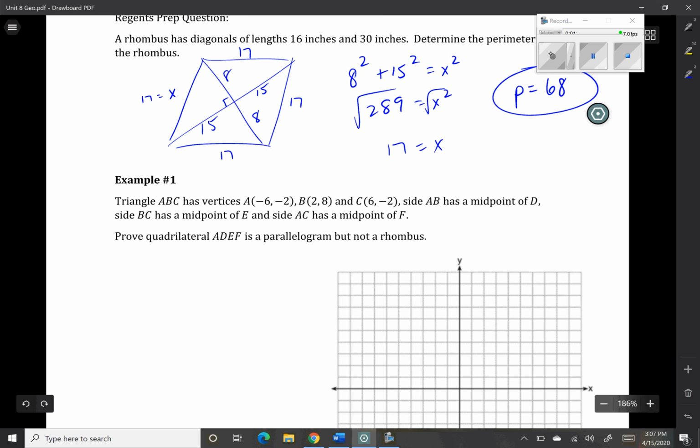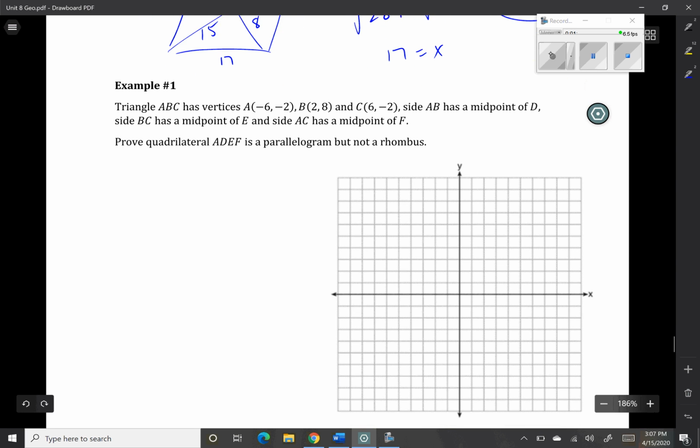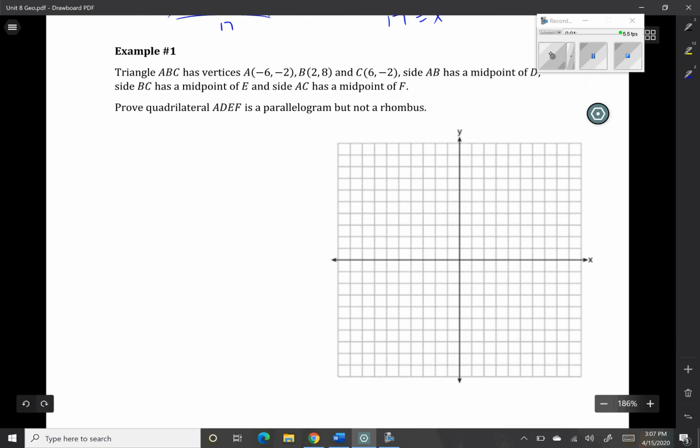So let's get back to these proofs. In the previous lesson, we learned how to prove something's a parallelogram, how to prove something's a rhombus or a rectangle or a square even, and we talked about a lot of different things in that lesson. Today we're just going to practice those skills. So in this first question, it gives us a triangle.